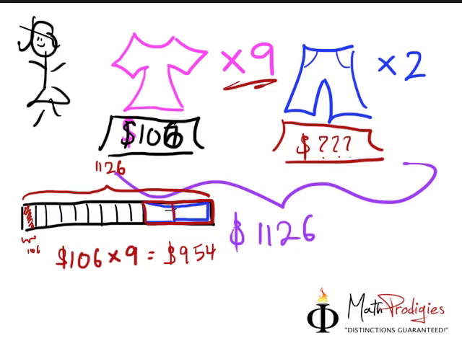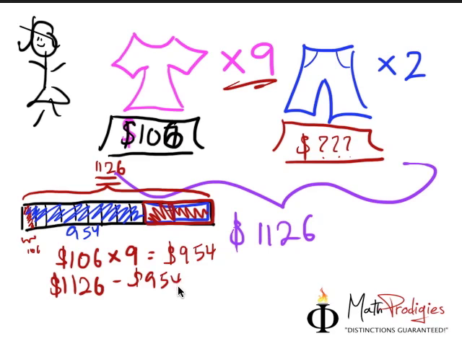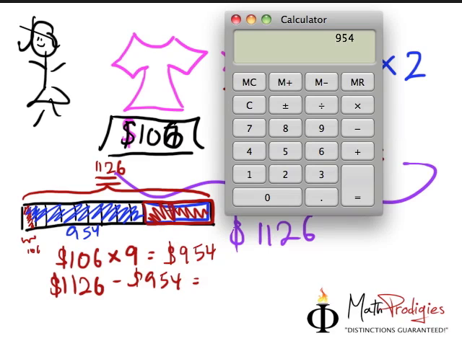If this, from here all the way to here, is 954, then what are these 2 over here? What are the 2 units over here? What are they equal to? They are both equal to 1,126, which is the total cost minus 954. Correct or not? That means they give you the cost of the 2 jeans.